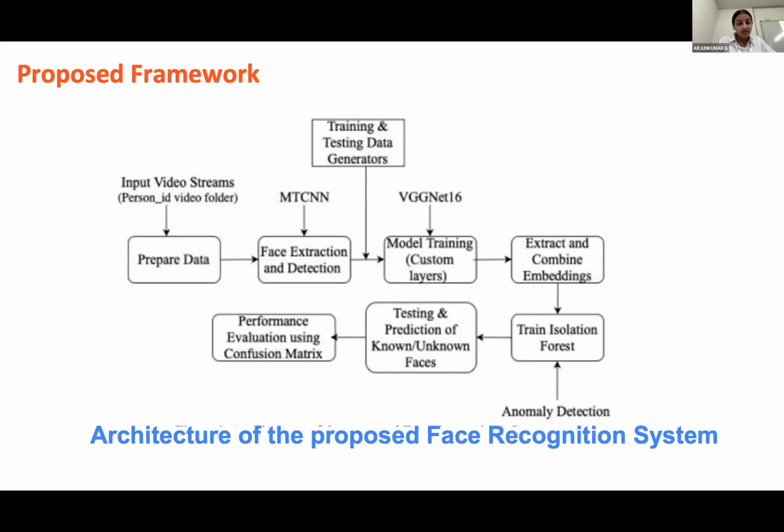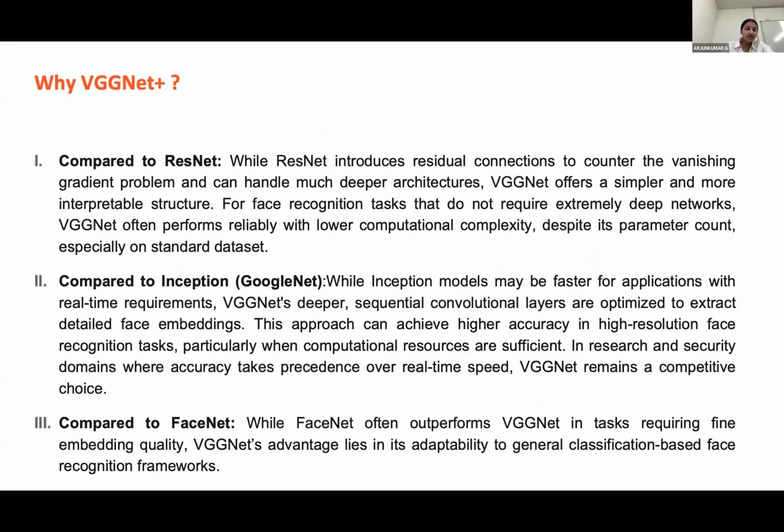Then we have used VGGNet 16 with some custom layers, and then we have combined and extracted the embeddings, which we have used in the training of isolation forest for anomaly detection. Then we have testing and prediction of known and unknown faces, and a performance evaluation has been done using a confusion matrix.